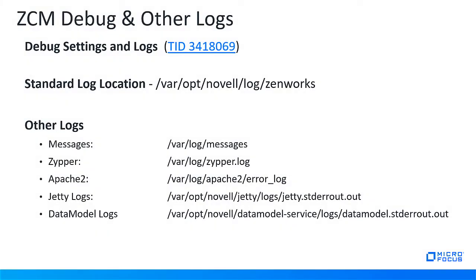ZCM debug and other logs. For debug settings and logs, you can use the infamous TID 3418069, and there are other logs you can look at when trying to diagnose your appliance: the messages log, the zypper log, the Apache error log, Jetty logs, and data model logs. So be aware that those are there, and depending on what you're troubleshooting, there are a few logs that we can look at to see if we can diagnose your issue.